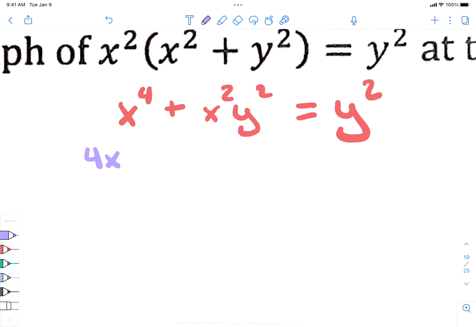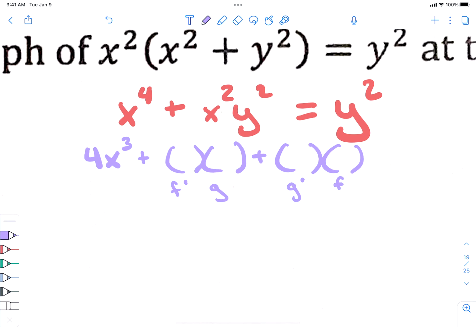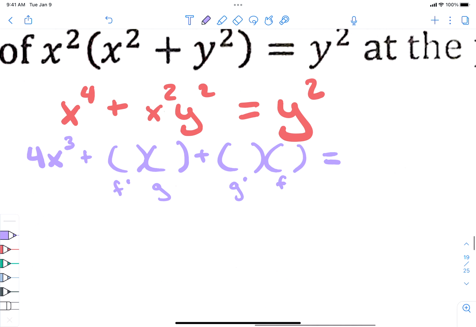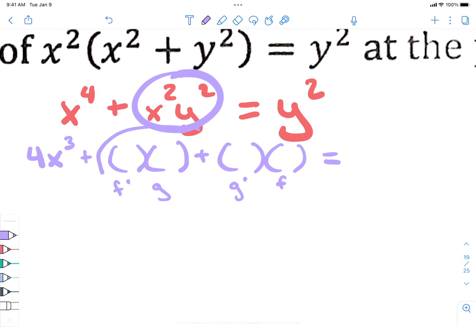Now we have to do our product rule. So this guy times this guy plus this guy times this guy. f prime g plus g prime f, because we have to do the product rule. Do you see what I just did? The x squared is f and the y squared is g. Okay, let's go ahead and do the y squared on the end.